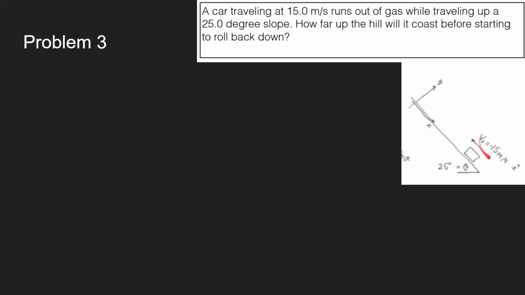So we have a left, so we're saying that's the negative x direction, so negative 15 meters per second. Because this in the problem is really telling you the speed. This is the velocity because it has a direction.